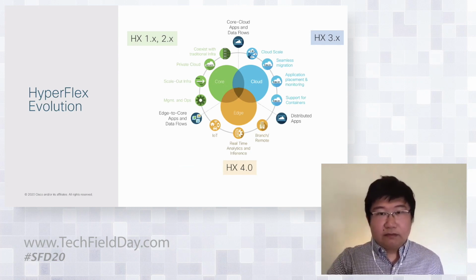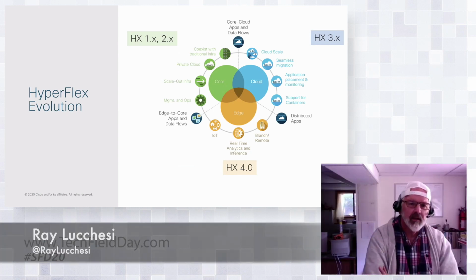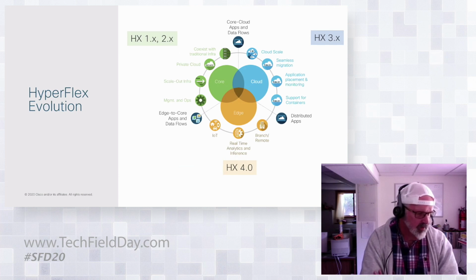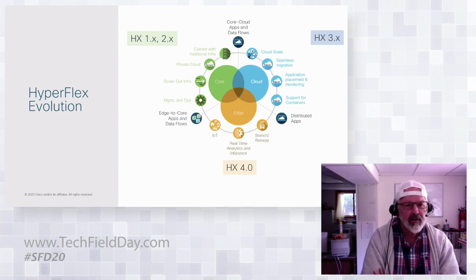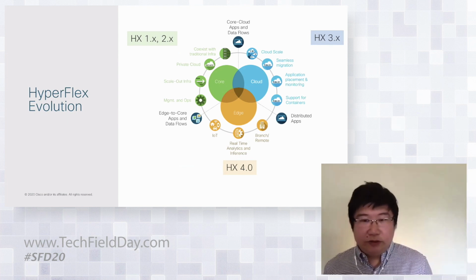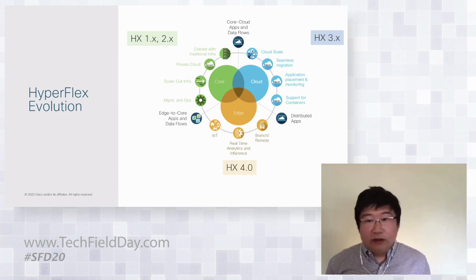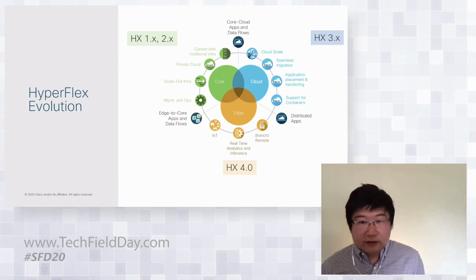One of the questions I have: you've got real-time analytics and inferencing as part of the solution here in the 4.0 timeframe. Are you shipping HyperFlex with GPUs or FPGAs or TPUs, that sort of thing? We are absolutely shipping HyperFlex with GPUs, and there are in fact a few different options. In the edge, our HX Edge platform today, the HX220, you do have the ability to embed GPUs in there for edge inferencing.